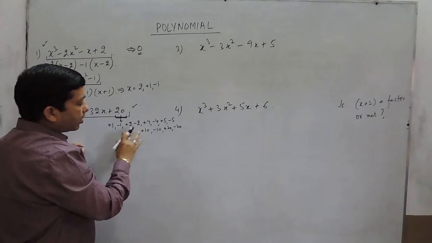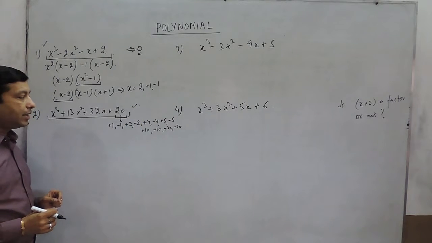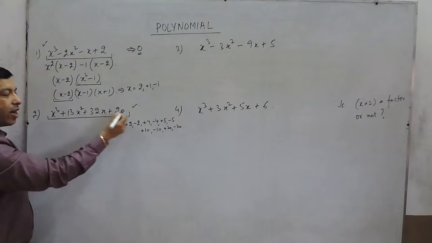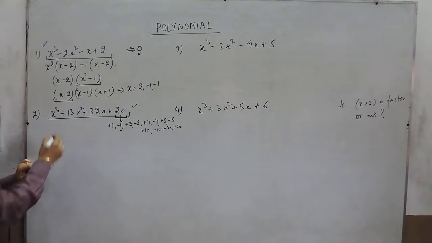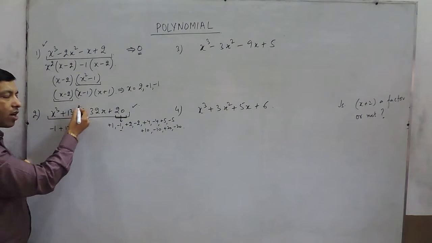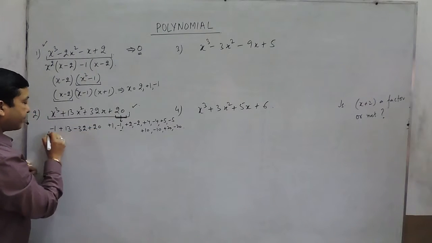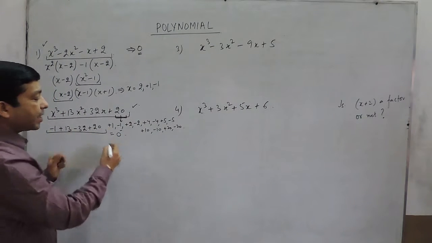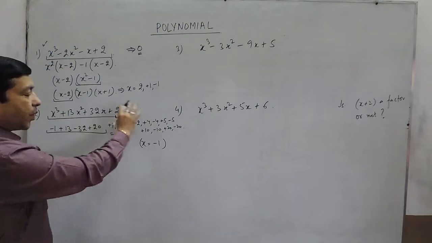Suppose that here we have to see by putting which value of x this polynomial comes out to be 0. Suppose I put plus 1. As we know that all the terms are positive, it cannot come as 0. Suppose I take the value as minus 1, then it will be minus 1. This is plus 13 because the square of minus 1 is plus 1. Then it is minus 32 and this is plus 20. If we solve this numerically, it comes out to be equal to 0. This means that x equal to minus 1 is one of the solutions of this equation.